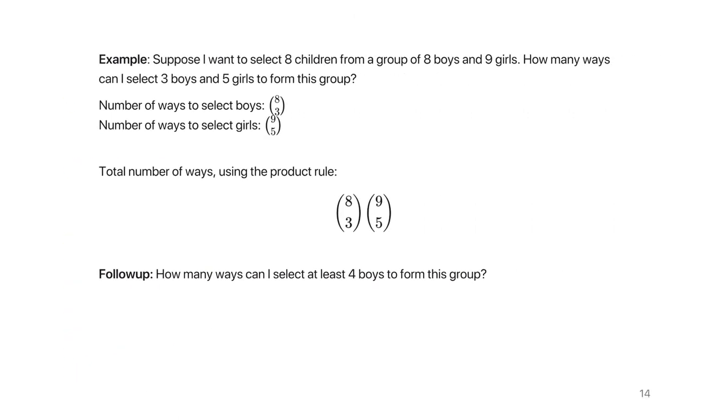Okay. So now here's a slightly more involved example. Suppose I want to select 8 kids from a group of 8 boys and 9 girls. Okay? Side note, what's the total number of ways I can do this? The total number of ways I can select 8 kids from 8 boys and 9 girls. It's 17 choose 8, right?